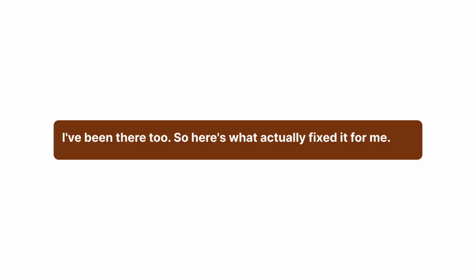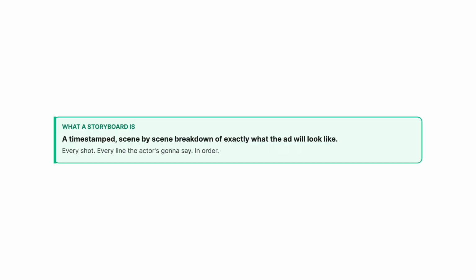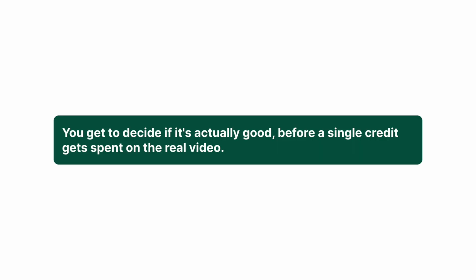So here's the actual fix. And it's stupidly simple once you see it. Before you generate the final video, you generate a storyboard first. A time-stamped, scene-by-scene breakdown of exactly what the ad is going to look like. Every shot, every line the actor's going to say, in order. And you get to look at that and decide if it's actually good before a single credit gets spent on the real video.